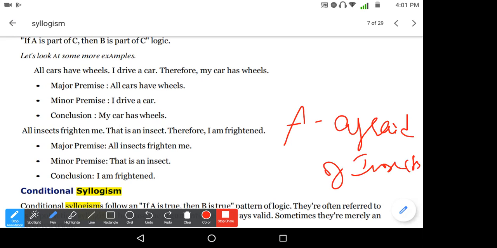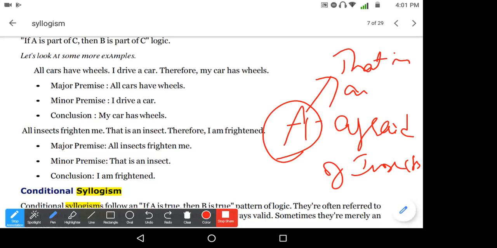Afraid of insects. Now A is saying all insects frighten me. I am afraid. I feel very scared. And he's showing that is an insect. Okay, so there is an insect which is there. So he's showing that insect, that is an insect. And I am frightened. So can you see?